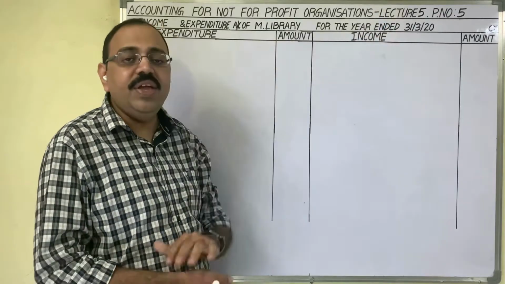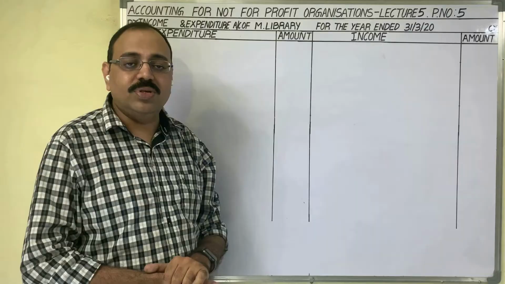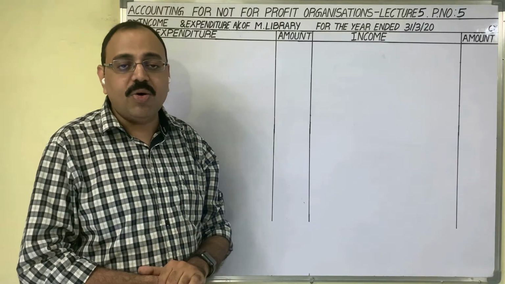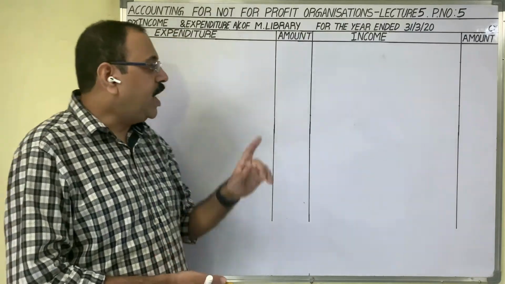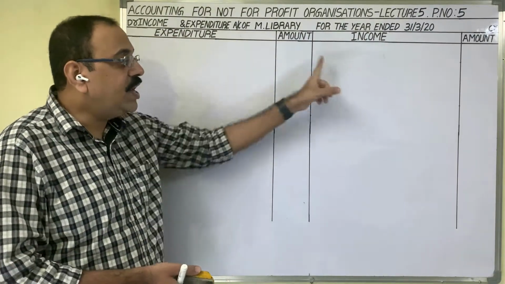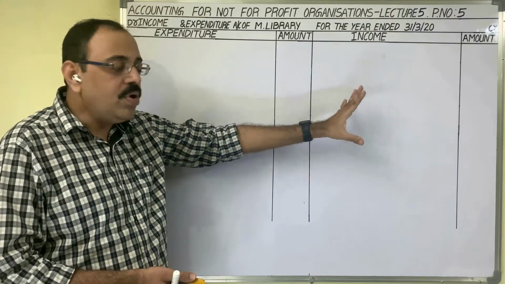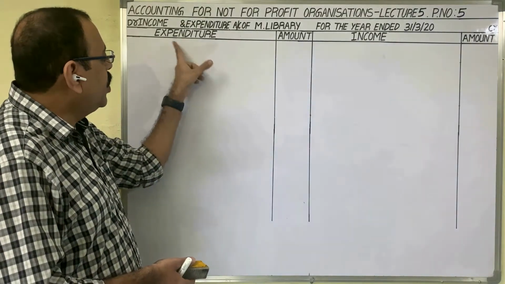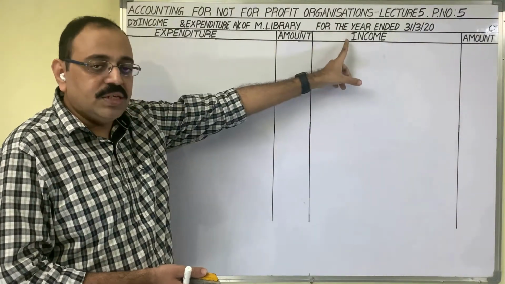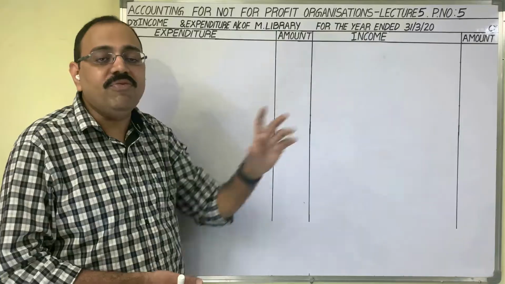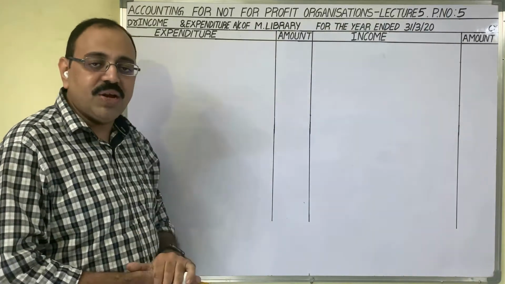Income and expenditure account is a nominal account, so while preparing this account we should follow the nominal account rule. The nominal account rule is: debit all expenses and losses, credit all incomes and gains. Gain means profit. Therefore, expenses we have to show on the debit side of this account, incomes and gains on the credit side. Even losses we have to show on the debit side of this account.